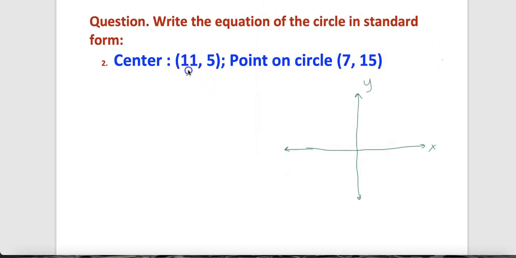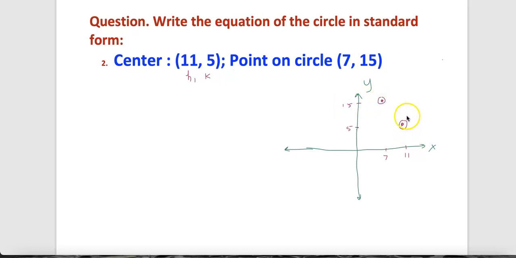Center is (11, 5). What is your center? That's your h comma k. So h comma k is (11, 5). Let's think this is your 11 and this is your 5. So one point is this, one point is this one over here. This is your center. And the point on the circle is (7, 15). So 7 is this one over here, and 15 will go up some. Let's assume 15 is somewhere over here.